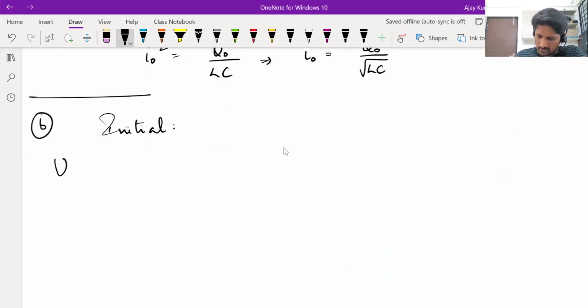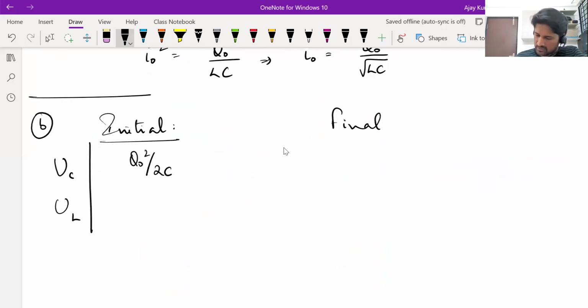Initial energy stored in capacitor, energy stored in inductor. Initially, capacitor had Q naught square by 2C, inductor didn't have any energy. Finally, we don't know, but we know that it should be half and half, equally distributed. So let this be U and this be U. We don't know how much U is, you can find out.